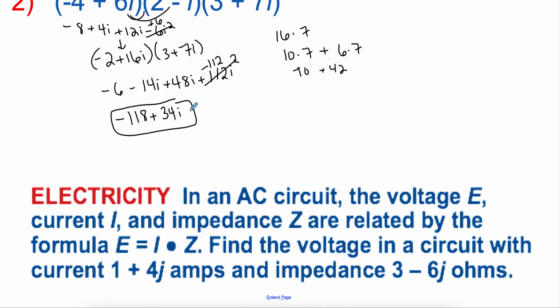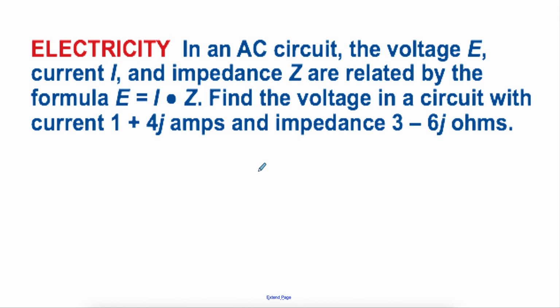Application for these. So I'll show you this real quick because you're going to have it on your homework. So in an AC circuit, the voltage E, current I, and impedance Z are related by the formula E equals I times Z. Find the voltage in a circuit with a current of 1 plus 4j amps and impedance 3 minus 6j ohms. So the j is treated like an i. Okay? So voltage, find the voltage in a circuit with current that.